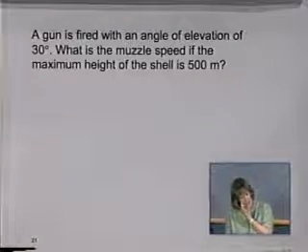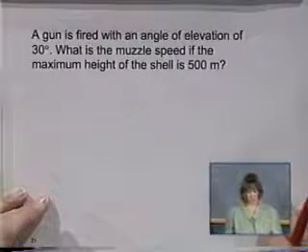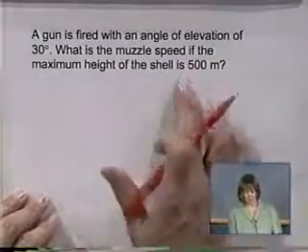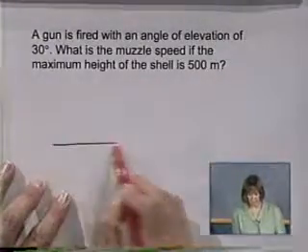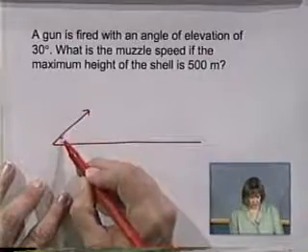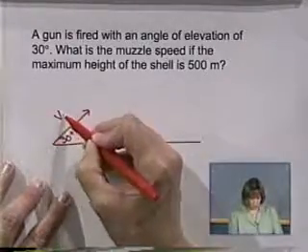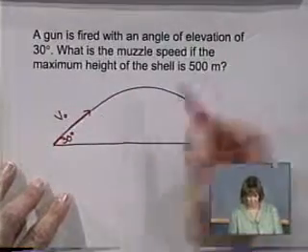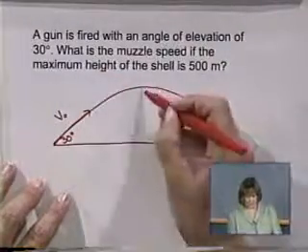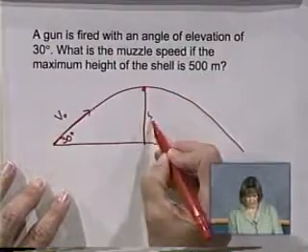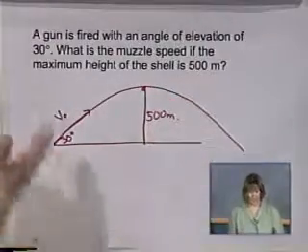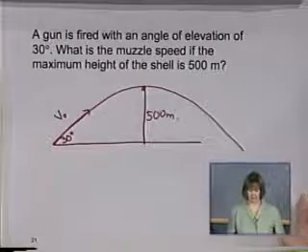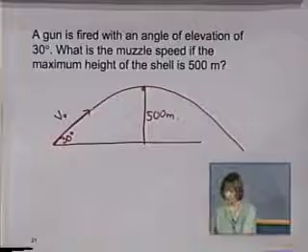A gun is fired with an angle of elevation of 30 degrees. What is the muzzle speed if the maximum height of the shell is 500 meters? So what's happening here is you're launching something at 30 degrees. You don't know what V naught is. It goes up and it goes down. And I know the maximum height is 500 meters. And they want us to find V naught. Any suggestions? Well, what do you think we can do to do that one?